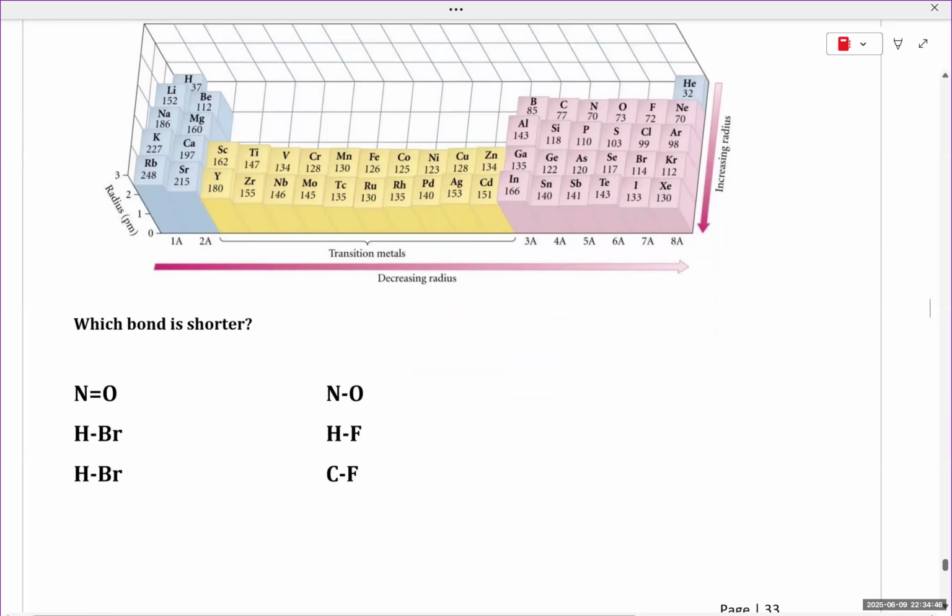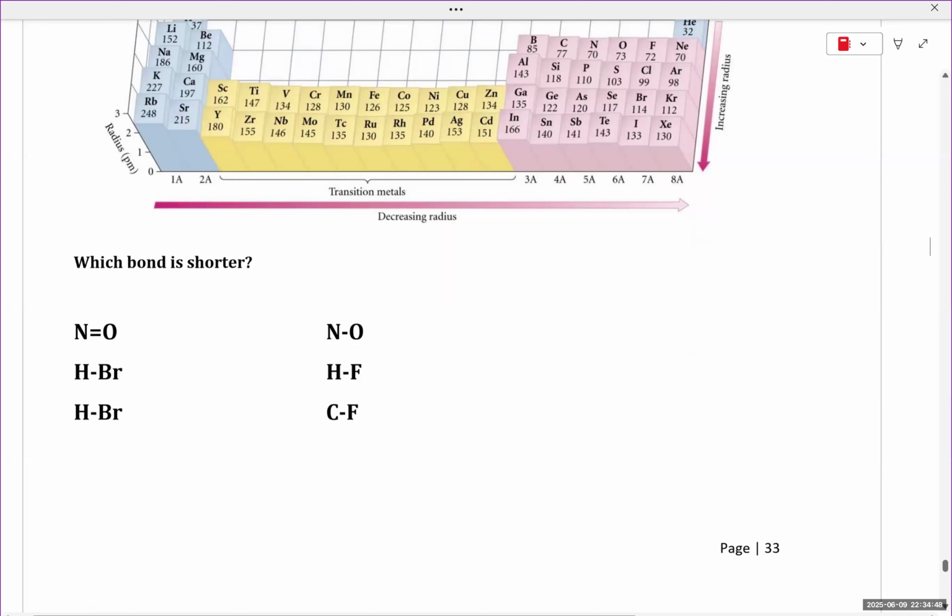So when we're looking at different bonds, let's answer this question. Which of the following bonds are shorter? I'd like you to pause the video and work on these examples, and then we'll discuss momentarily. Okay, so here we're comparing a nitrogen-oxygen double bond and a nitrogen-oxygen single bond. Double bonds are generally shorter than single bonds.